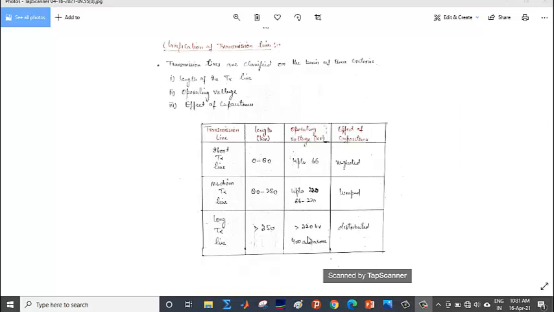So you can see that all three parameters which I have discussed over here are related to each other. More length, more operating voltage, more capacitance. You can see this is also connected to the same.